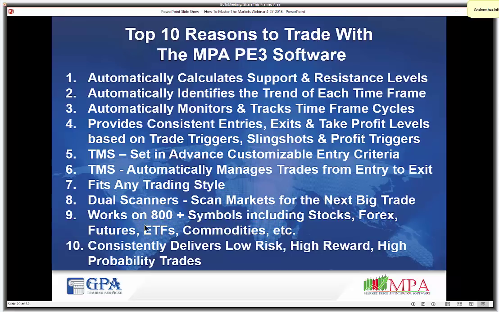This system works on over 800 symbols, so there's something for everyone, including stocks, Forex, futures, ETFs, commodities, bonds, you name it, it includes everything. Consistently delivers low risk, high reward, high probability trades. Now I know everyone's heard that term, low risk, high reward, high probability trade, but only the market price anticipator software is the true low risk, high reward, high probability trading system. Why? Because it gives you a very low risk of loss with a high reward and a high probability of that outcome by aligning those time frames.